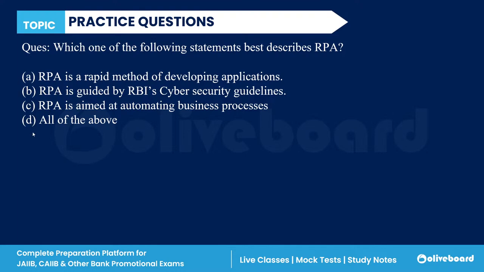Everyone, please answer this question. If we talk about the correct answer here, which best describes the RPA process, RPA is aimed at automating business processes. For this, RPA is used. So, if we talk about the best description, C is the correct answer.